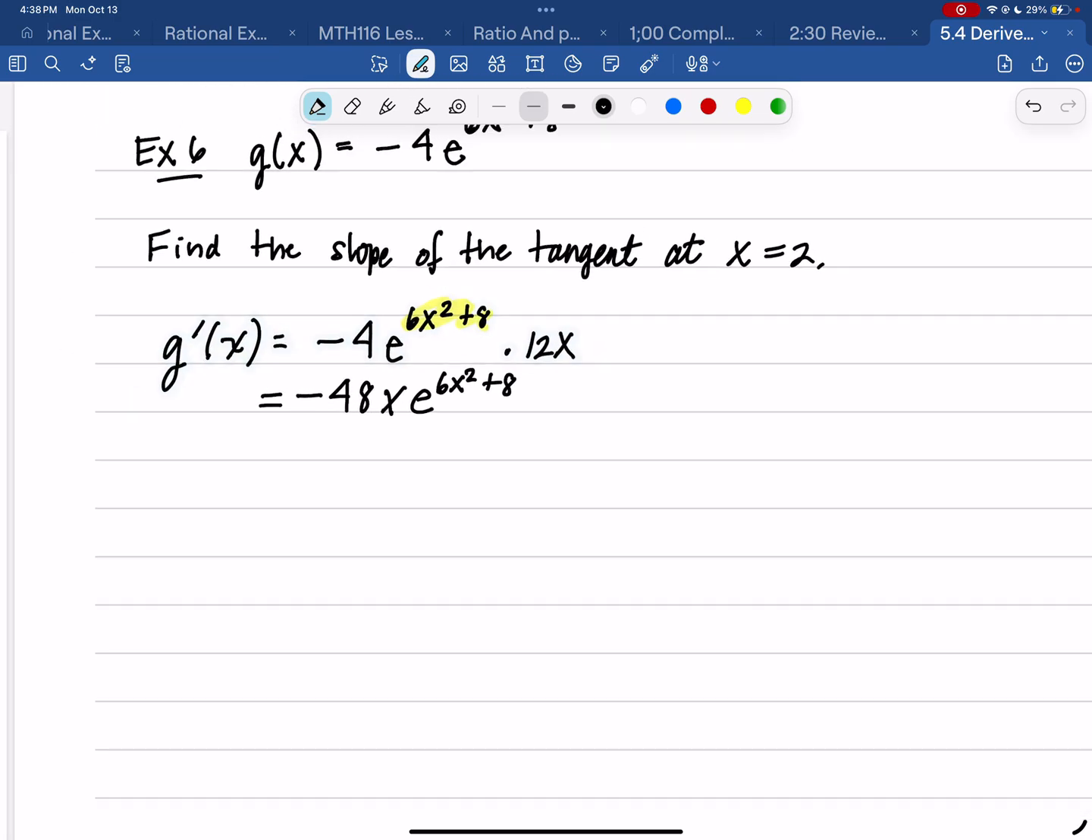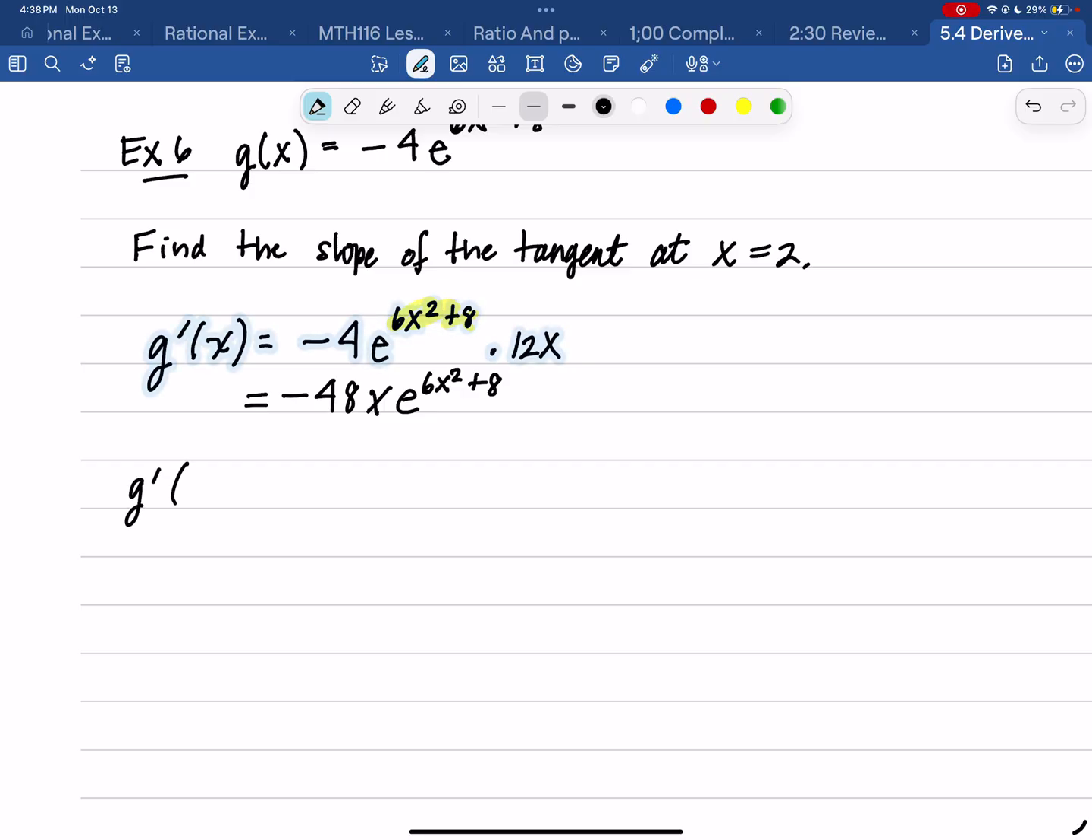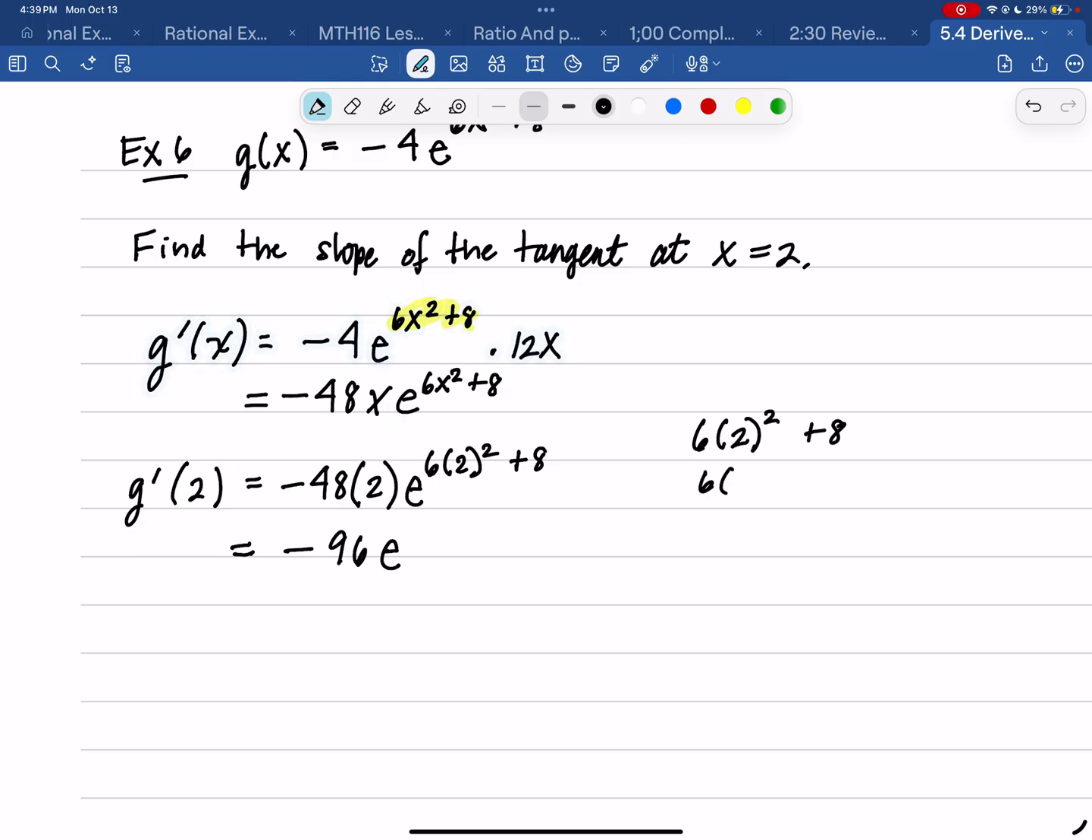And now we just want to plug in a 2. So g prime of 2 is negative 48 times 2 e to the 6 times 2 squared plus 8, negative 96 e. Let's see, we're going to follow our order of operations. So that's going to be 6 times 4 plus 8 is 24 plus 8. So e is going to be to the 32. So the slope of the tangent at 2 is negative 96 e to the 32.